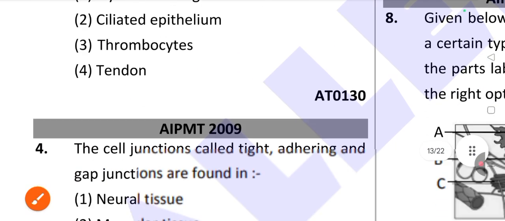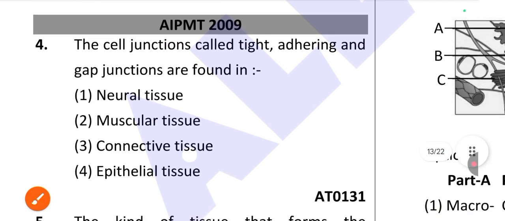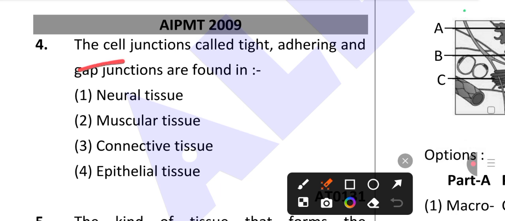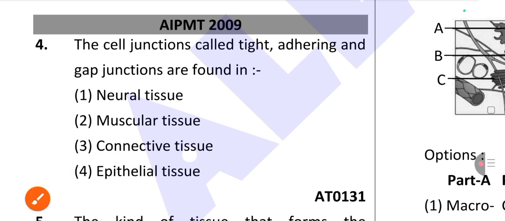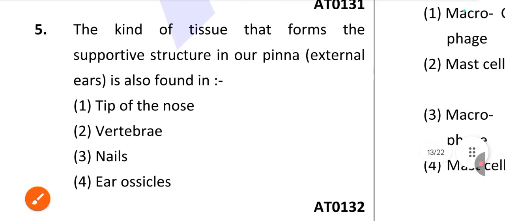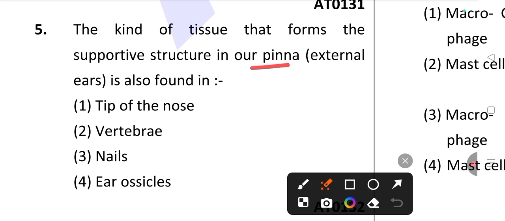Next, AIPMT 2009, fourth question. The cell junctions called tight, adhering and gap junctions are found in all these types of junctions. We will be able to see them in the epithelial tissue. Next, the kind of tissue that forms the supportive structure in our pinna, external ear. We can also see it in the tip of the nose.